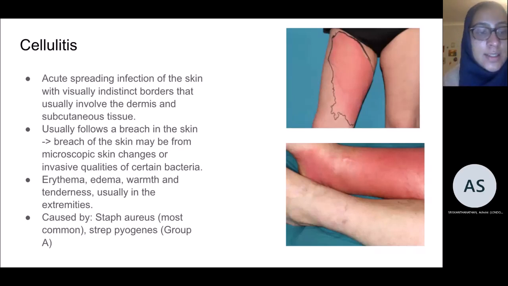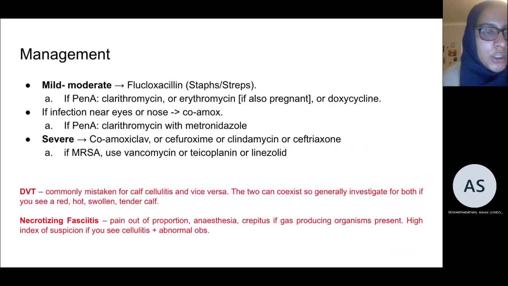Now, the most common cause is Staphylococcus aureus, but it can also be caused by Strep pyogenes, and a bunch of other bacteria, but the most common one is Staph aureus. How you deal with cellulitis: if it's mild to moderate, you would start with flucloxacillin because it covers both staph and strep. If you're penicillin allergic, you give clarithromycin. If the infection is near the eyes or nose, you might give co-amoxiclav instead. Again, if you're penicillin allergic, clarithromycin with metronidazole. I don't actually know why it's with metronidazole in that case. These antibiotics are, by the way, from the NICE guidelines.